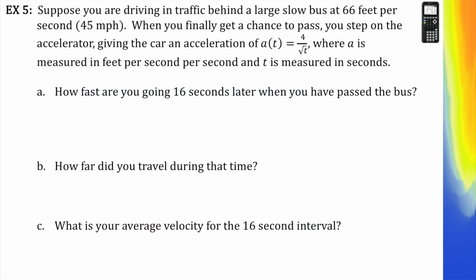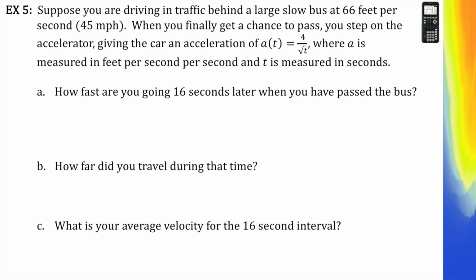Suppose you're driving in traffic behind a large, slow bus at 66 feet per second, which is about 45 miles an hour. When you finally get a chance to pass, you step on the accelerator, giving the car an acceleration of 4 over the square root of t, where a is measured in feet per second squared, and t is measured in seconds. How fast are you going 16 seconds later when you've passed the bus?